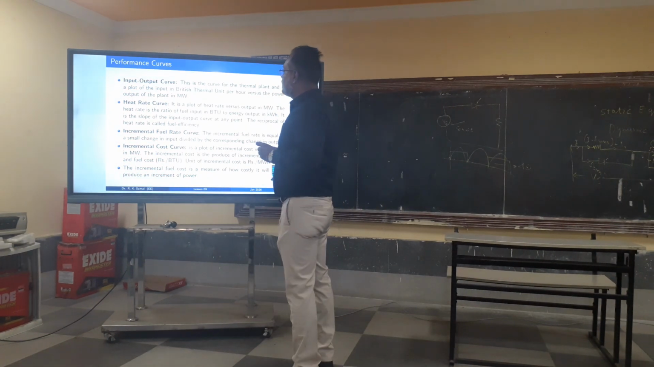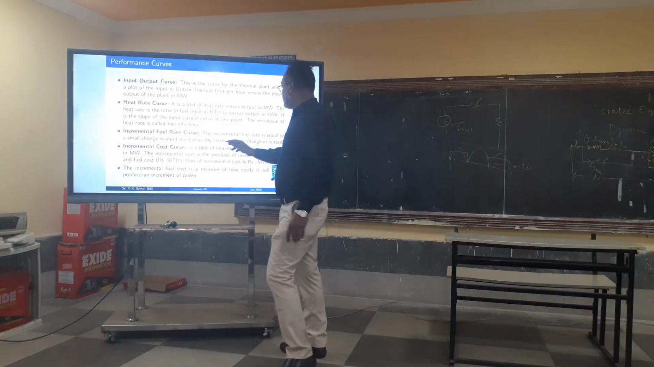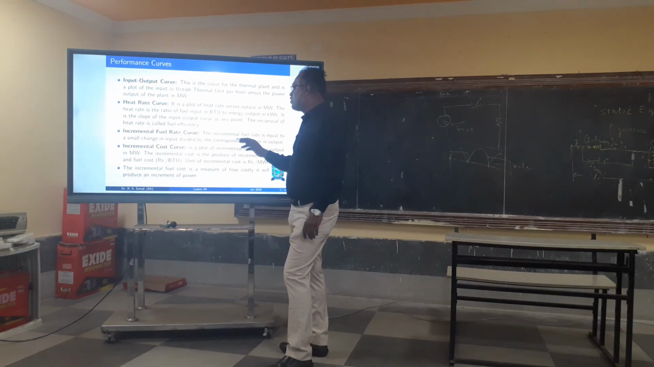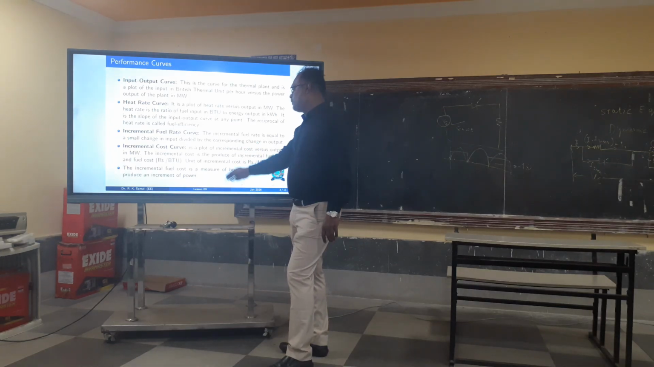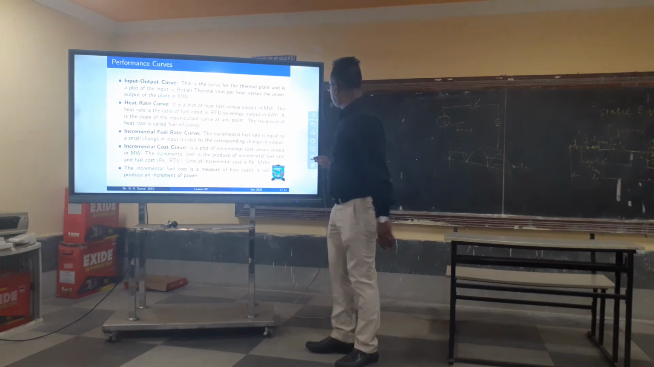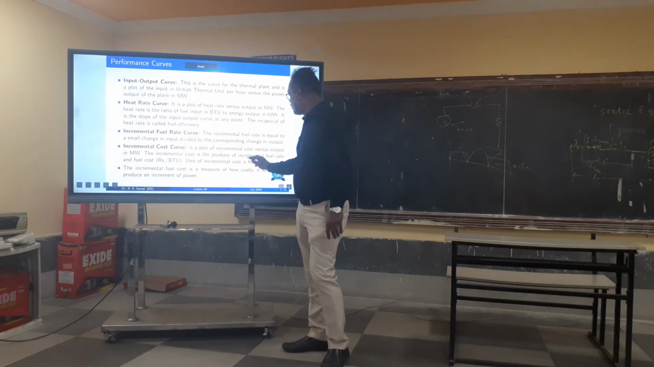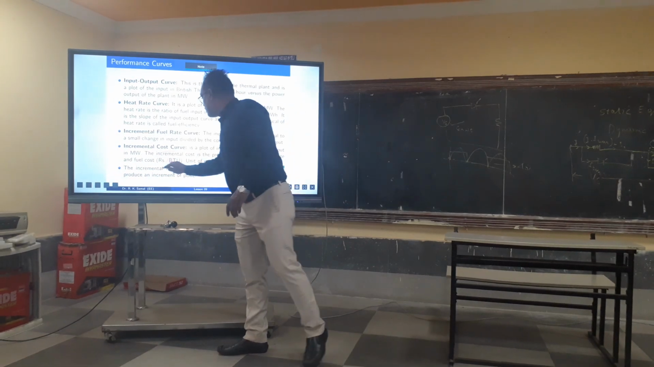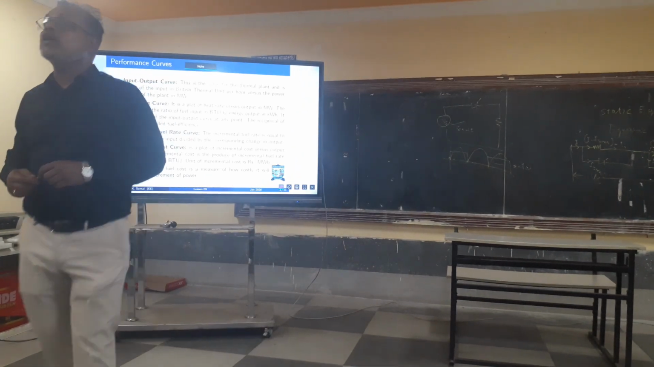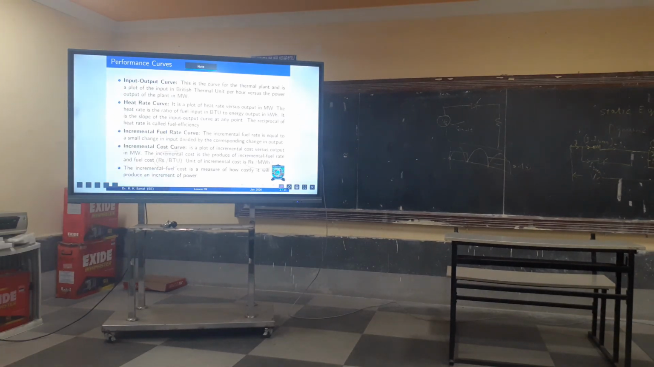Next is the incremental cost curve. It is a plot of incremental cost versus output in megawatt. The incremental cost is the product of incremental fuel rate and fuel cost. Okay. Unit of incremental cost is rupees per megawatt hour. So just write down these units because these we are going to see. Rupees per BTU. Any doubts? Write down the units.